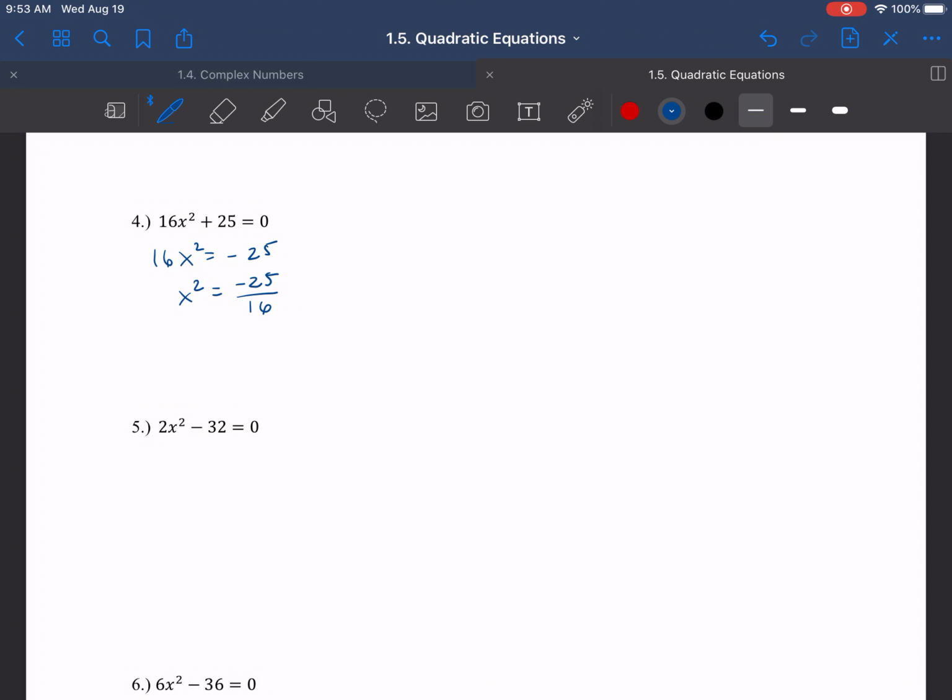You could also try this one with 16x squared plus 0x plus 25 equals 0, where this is A, this is B, and this is C, and you can use x equals opposite of B plus or minus the square root of B squared minus 4AC all over 2A. So use that quadratic formula and see if you can get it. And see how the answers compare, okay?